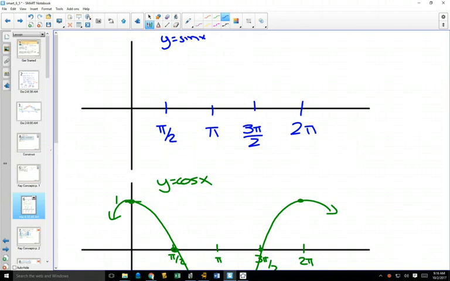The biggest that sine ever gets is positive 1. The smallest that sine ever gets is negative 1. So we mark positive 1 and negative 1 on our y-axis. Now to graph sine, we start at 0 radians or 0 degrees, and we think, what is sine of 0? What's your y-coordinate when the angle is 0? Y-coordinate 0. So it starts here at 0.